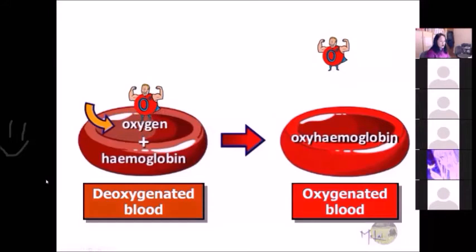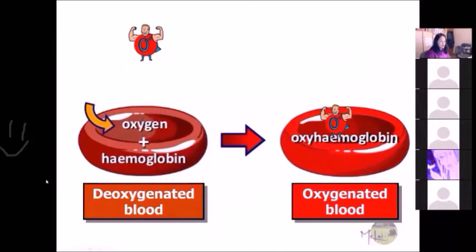Revision, okay, of oxygenated and deoxygenated blood. When oxygen leaves the hemoglobin, it turns purplish red, okay? This one is the deoxygenated blood. When oxygen combines with the hemoglobin, it turns bright red, and this time the blood is oxygenated.